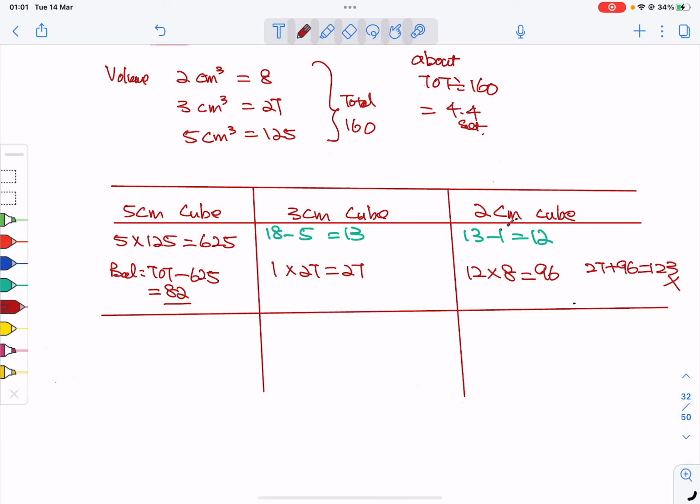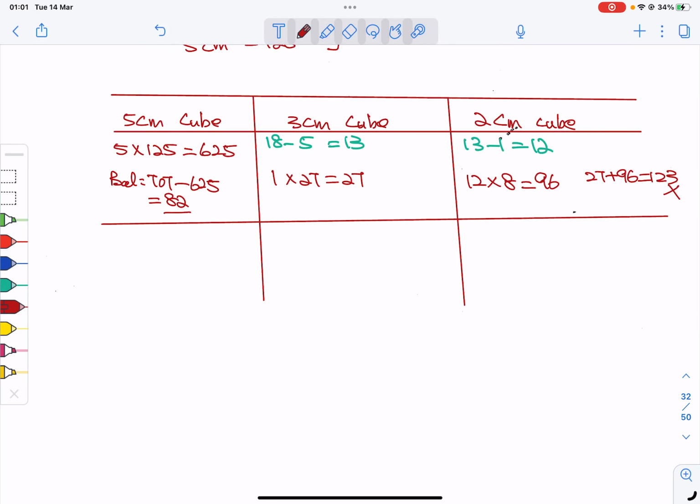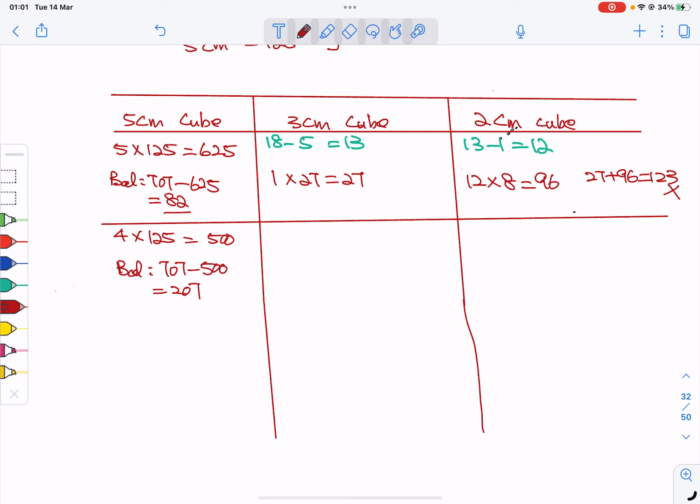So my next guess, I will be guessing 4 pieces. 4 times 125, this will be 500. So balance, 707 minus 500, I'll be left with 207. So I will try to fit 207. Now I will have 18 pieces minus 4 pieces, left 14 pieces.